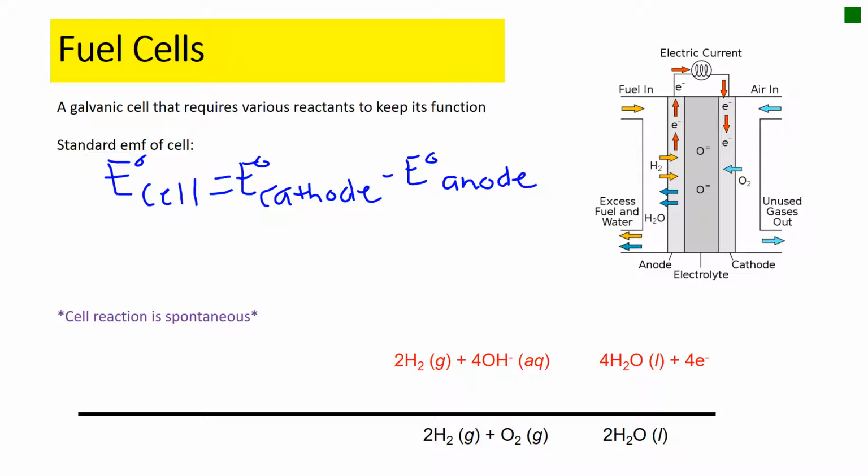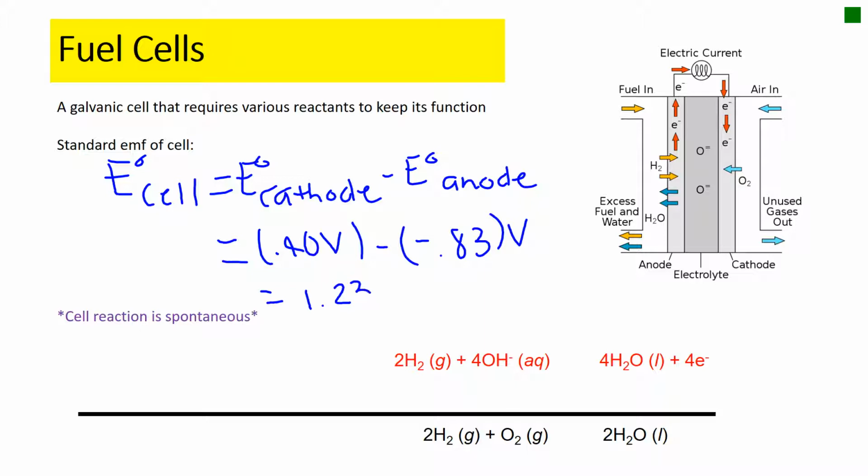So let's say, for example, your cathode is 0.40 voltages and your anode is negative 0.83 voltages. Then your overall E° of the cell is going to be 1.23 voltages. So the cell reaction is going to be spontaneous. You have your anode, your cathode, and your overall reaction.